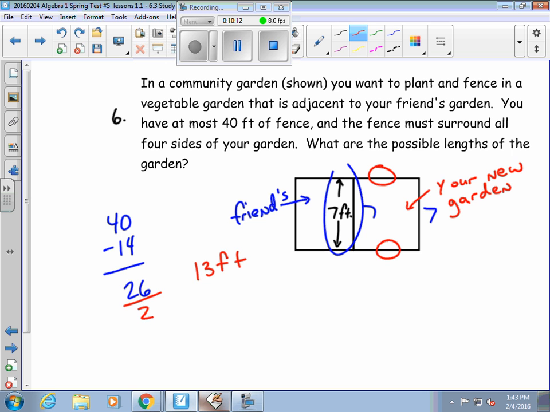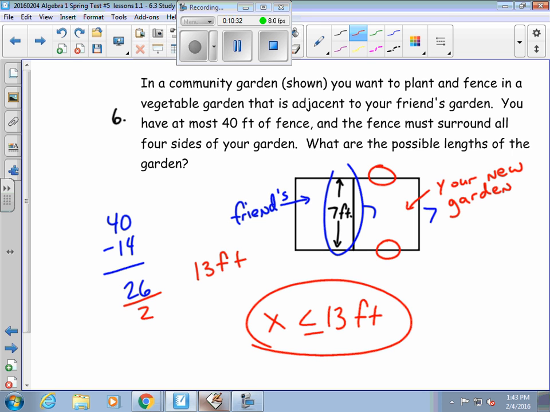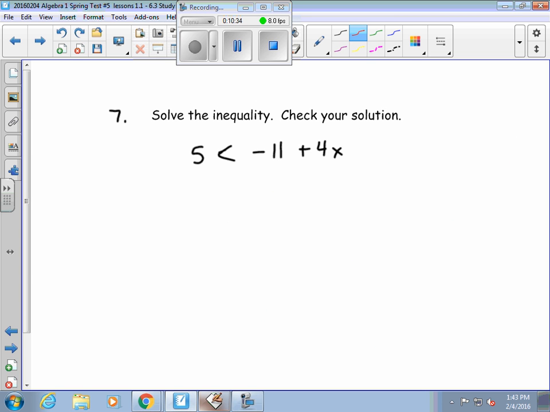The other possible lengths, it says what are the possible lengths, would be anything below 13 feet, 13 feet or below. Anything larger than 13 feet and you won't have enough fence out of 40. So if you'd write this in an inequality form, x would have to be less than or equal to 13 feet. Anything longer than that, and you wouldn't have enough fencing material to do it.